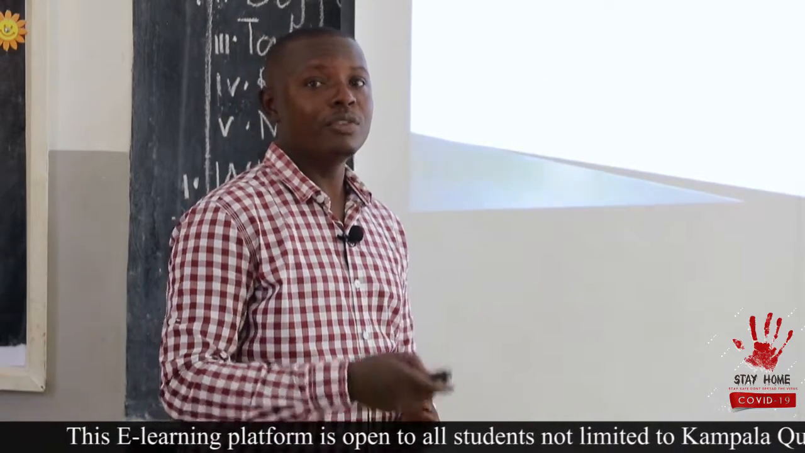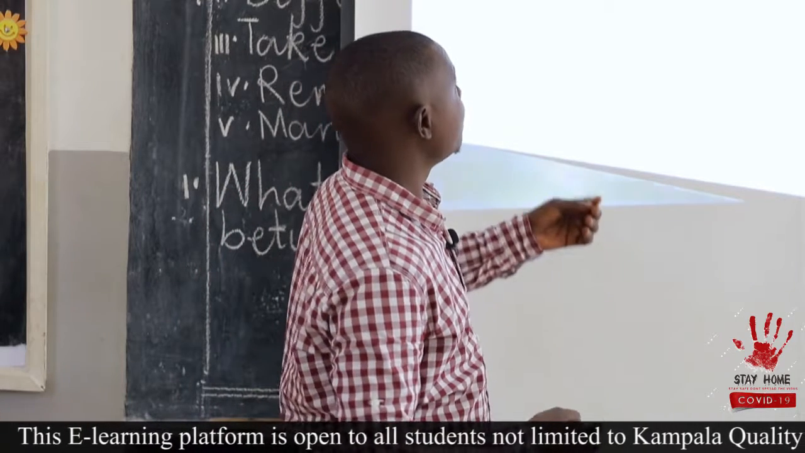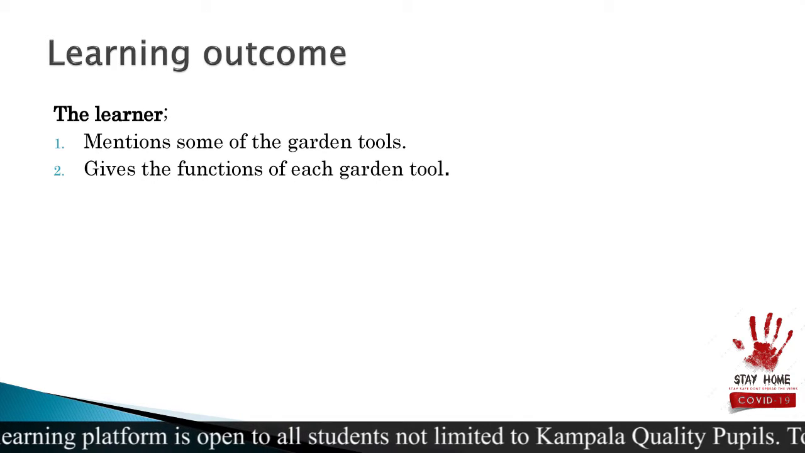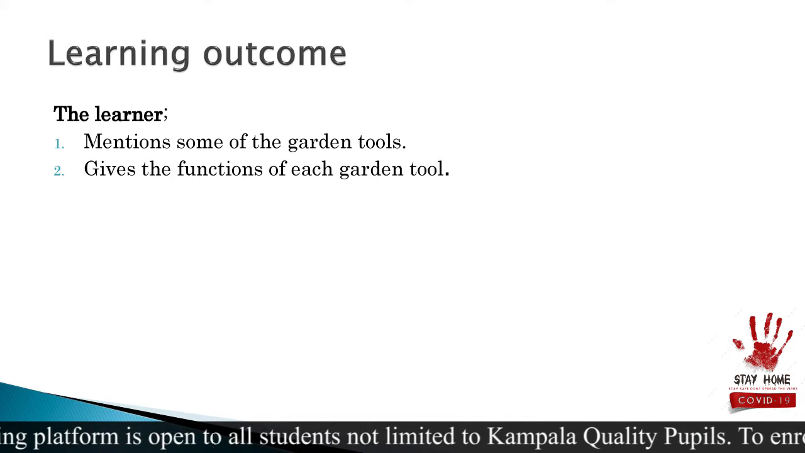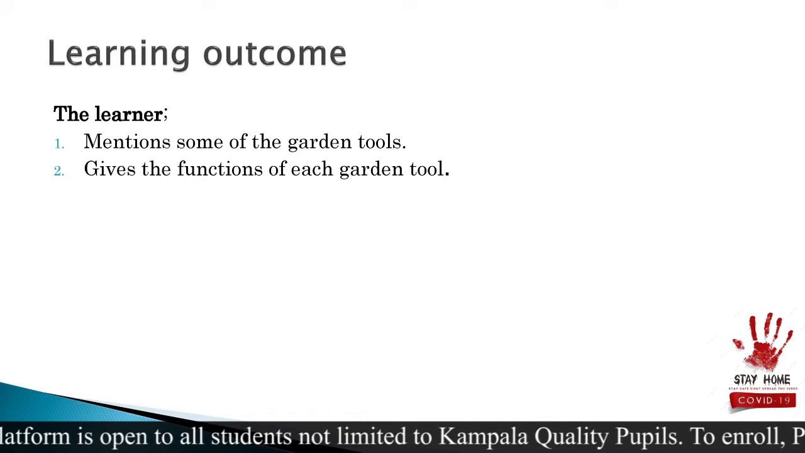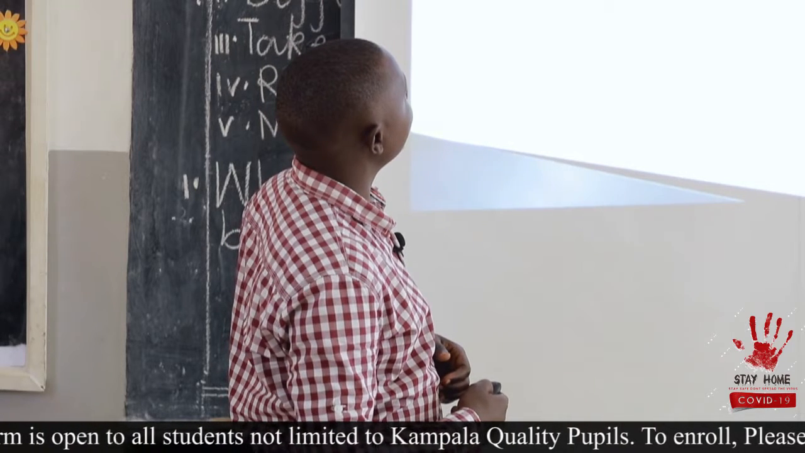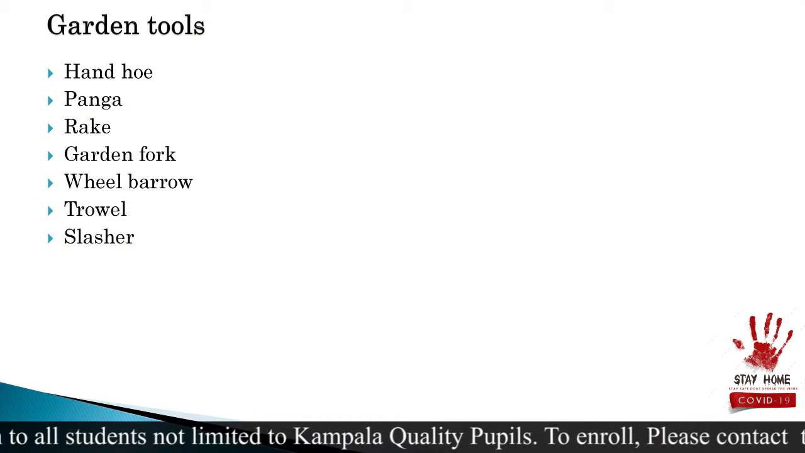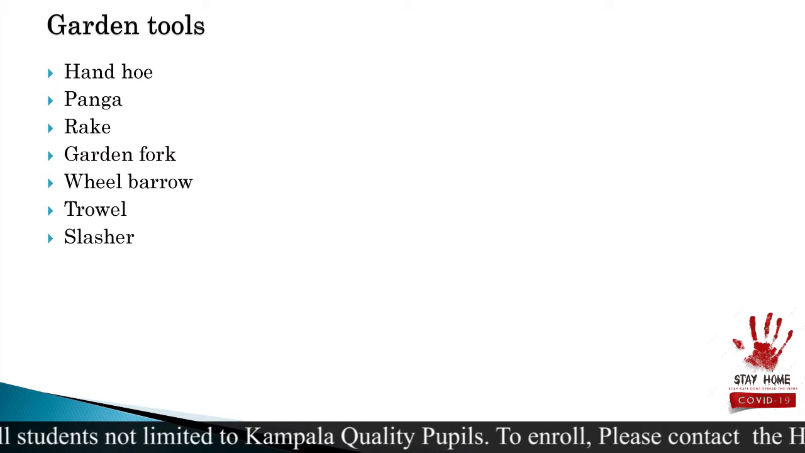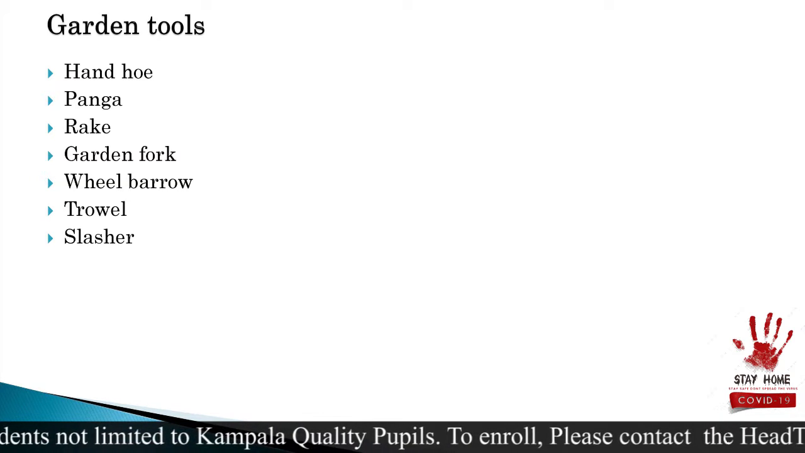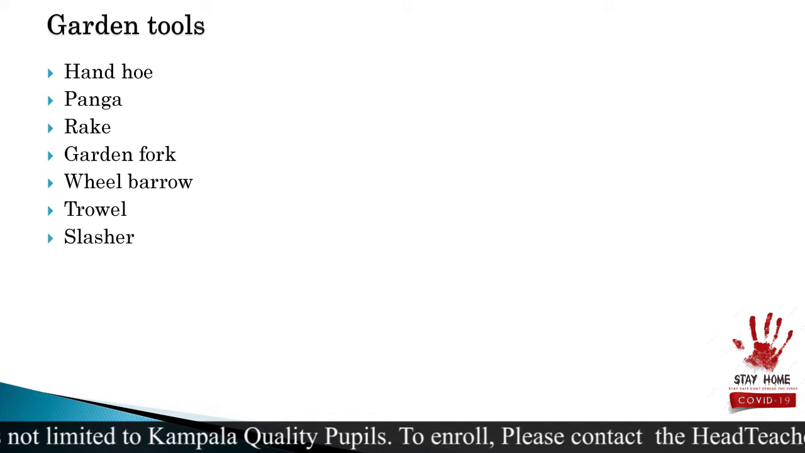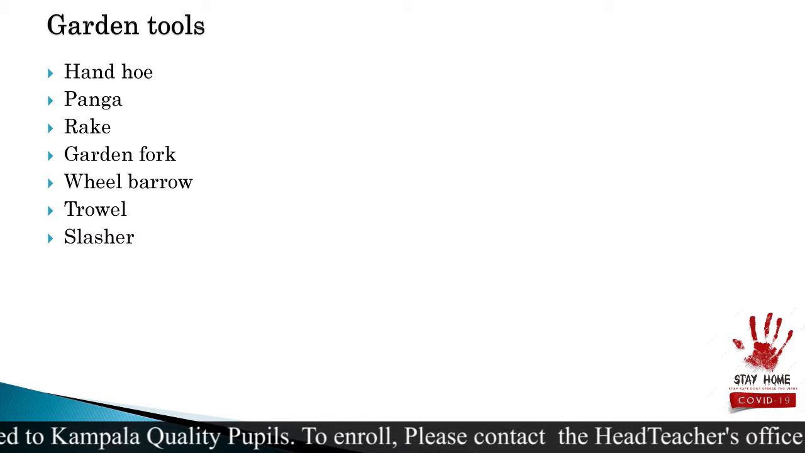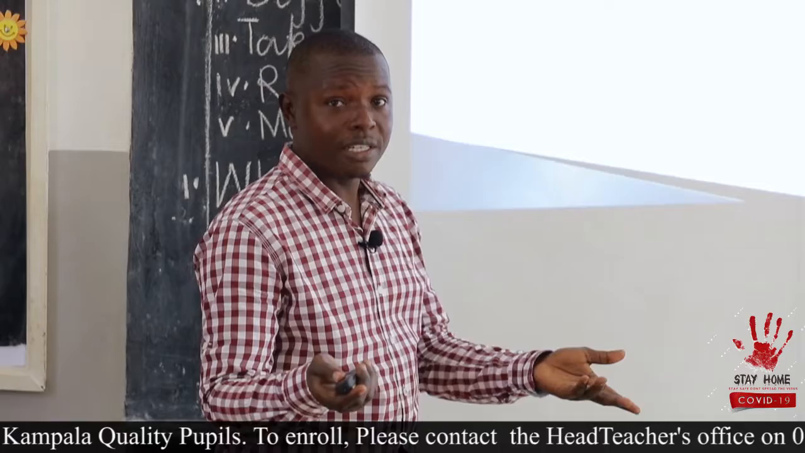Now, today we want to look at garden tools. And what do I expect from you? One, you are going to mention some of the garden tools used by farmers. And 2, you'll give the functions of each garden tool that we are going to see. And what are those examples? We have a hand hoe, or a hoe. Then we have a panga, a rake, a garden fork, a wheelbarrow, a trowel and a slasher, and then other garden tools. And you have them at home.